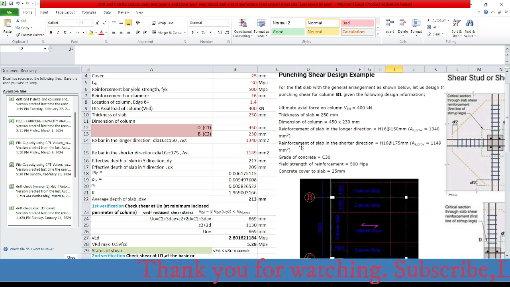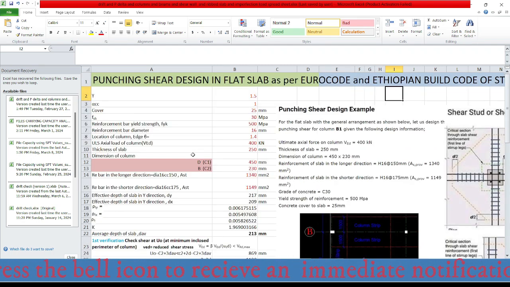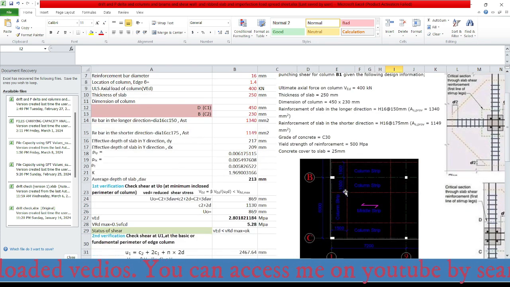1340 millimeter square. Reinforcement of the slab in the shorter direction is diameter 60 at 175 mm. That means the area of the steel provided per meter width of the slab is 1149 millimeter square per meter width. The grade of concrete provided is C30, and the yield strength of the reinforcement is 500 megapascal. So the concrete cover used for the design of the slab is around 25 mm. So having all this information, we can design punching at this location.